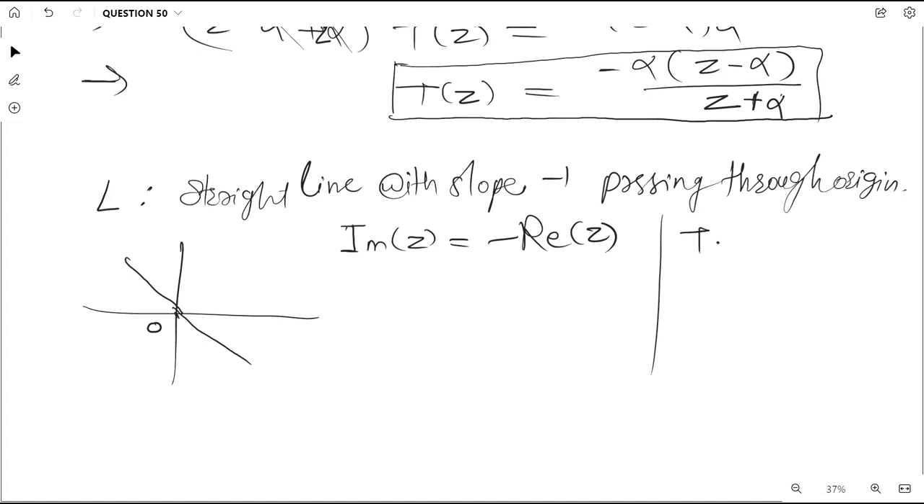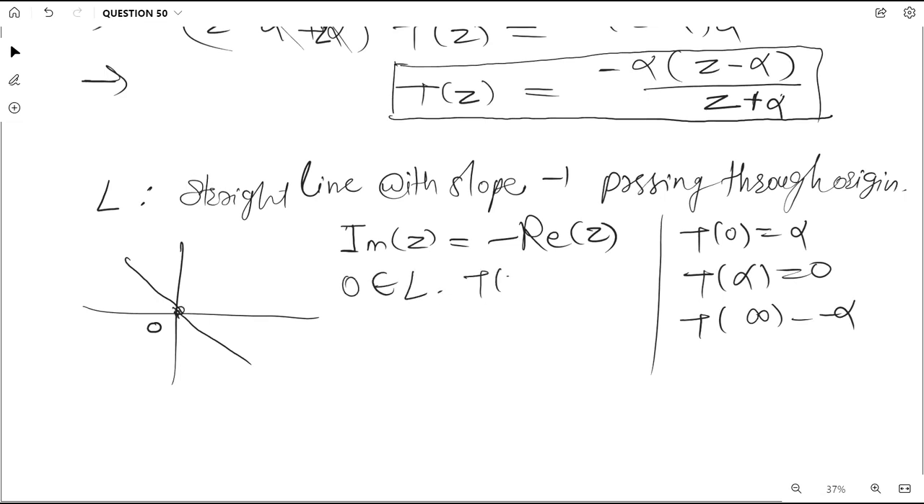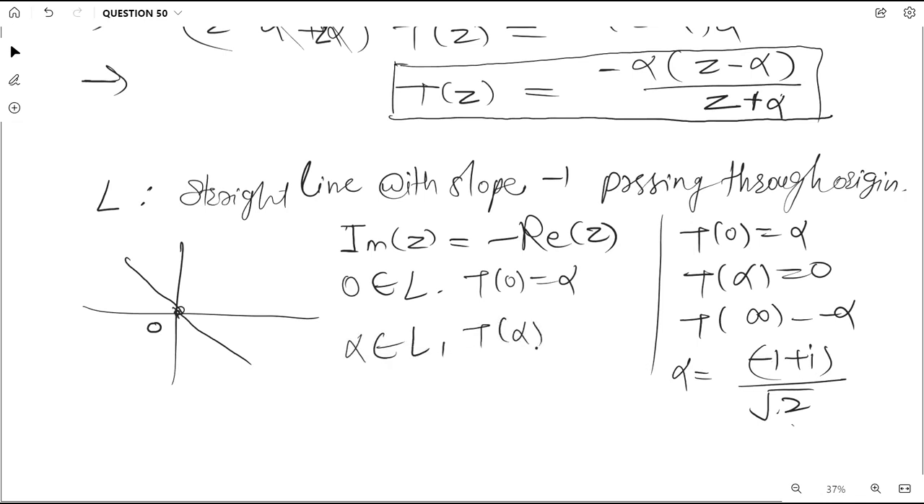We are given T of 0 is equal to alpha, T of alpha is equal to 0, and T of infinity is equal to minus alpha. Now note that 0 belongs to L, right? And T of 0 is alpha. Also, what is alpha? Alpha is (-1 plus i) by root 2. So imaginary of alpha is 1 by root 2 and real of alpha is -1 by root 2. So they differ by a sign, right? So alpha also belongs to L and T of alpha is 0.